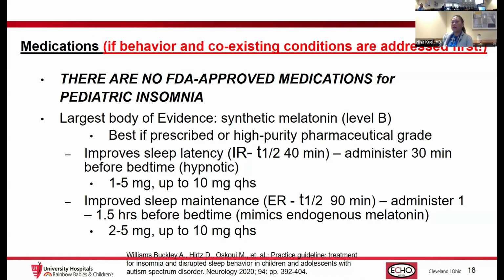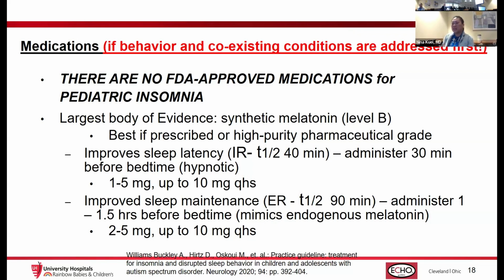So in terms of what it helps, so improving sleep latency. So that's specifically if you're looking at immediate release dosing, which half-life is about 40 minutes or so. Typically you administer this 30 minutes before bedtime as a hypnotic. And you're starting from anywhere from 1 to 5 milligrams all the way up to 10 milligrams. There are some cases where you may go up to 12, specifically some genetic disorders. But for the most part, my general rule of thumb is if you're going up to 10 and it's not doing anything, don't use it anymore.